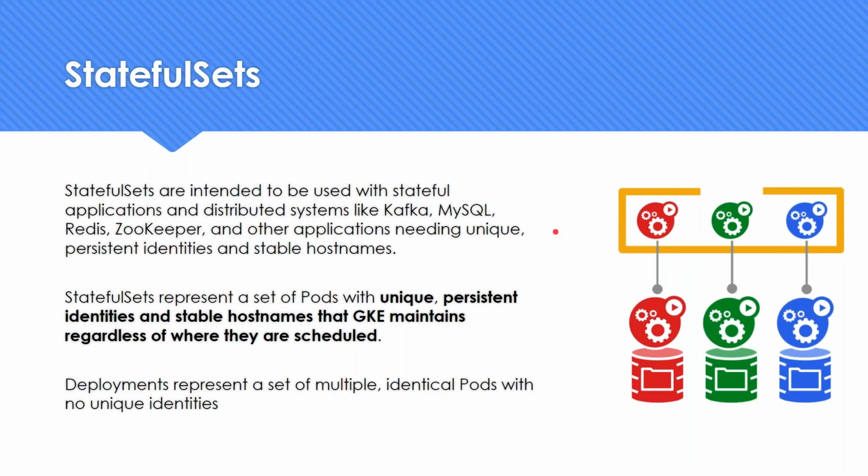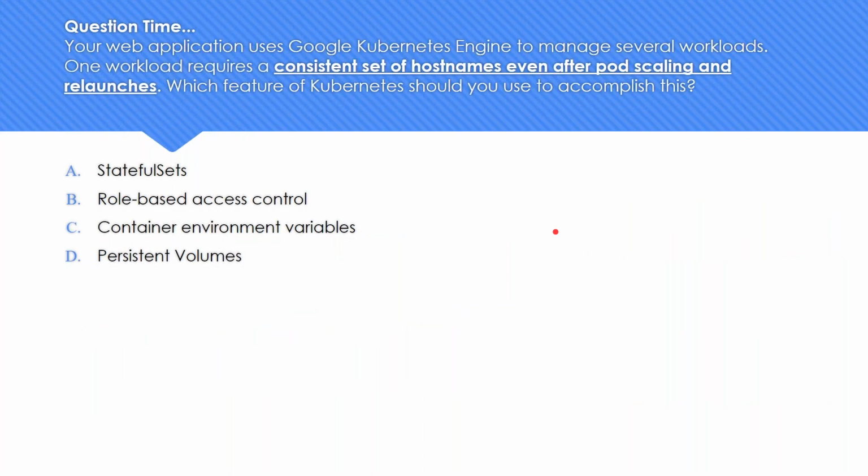So a small question. Your application uses Kubernetes to manage several workloads. One workload requires a consistent set of host names even after the pod scales and relaunches. So even when it scales, the cluster IP part, I'll just get it. Anyway, I'll just check the pod IP. The cluster IP is going to be the same thing, but the pod IP, I just need to check it.